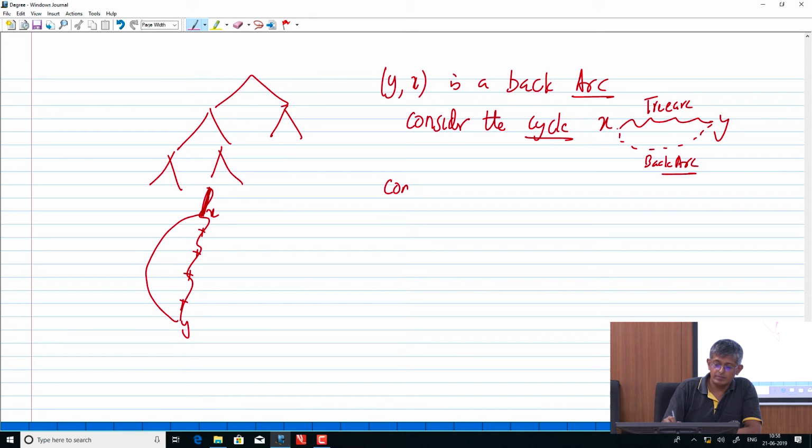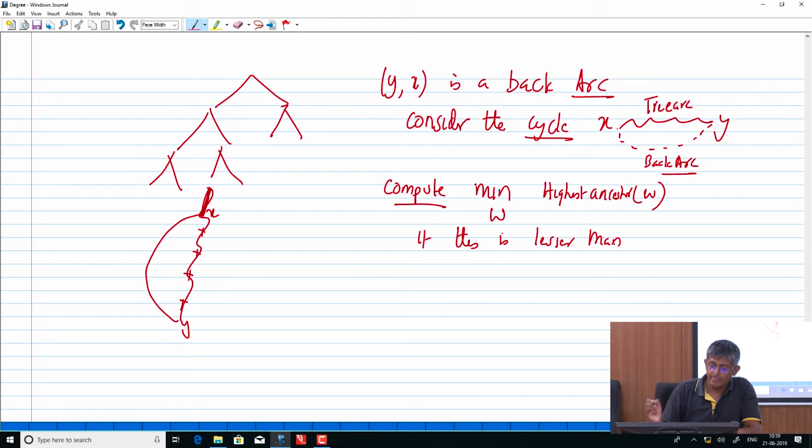Compute the max over all w, which is here, of the ancestor of w. If this is lesser than d of x, then the edge between parent of x and x is not a bridge.